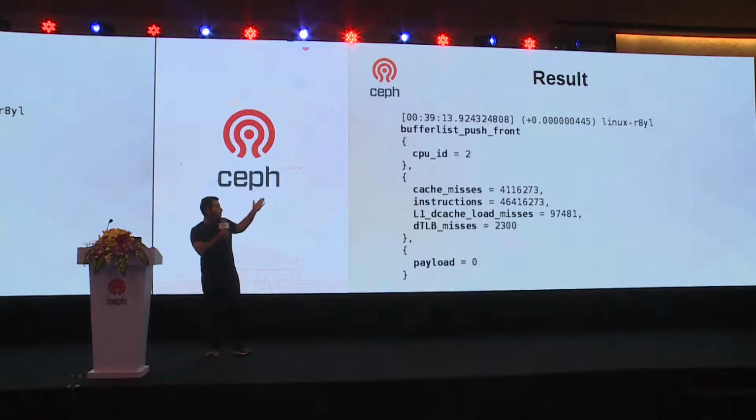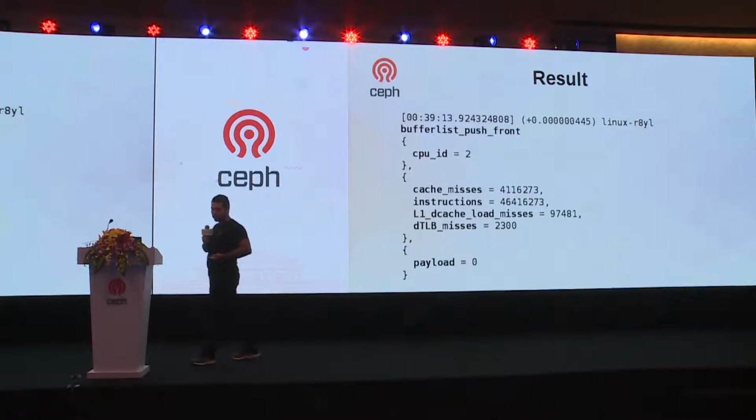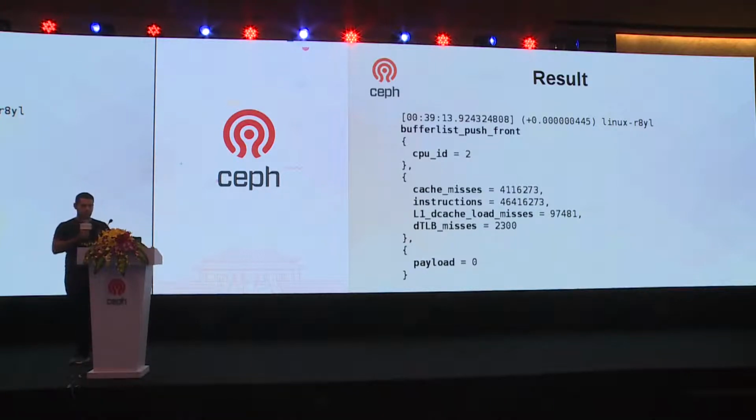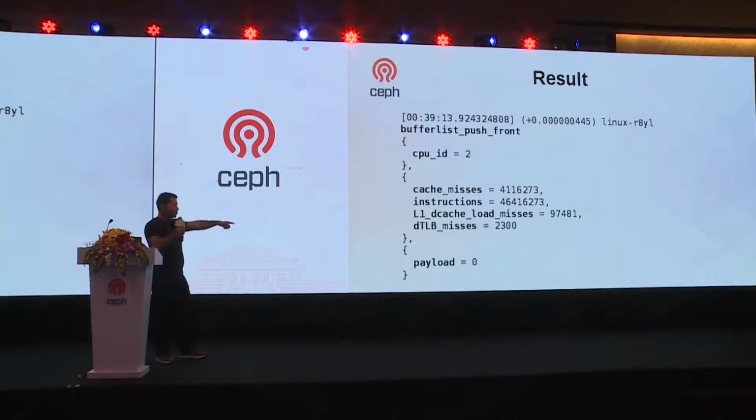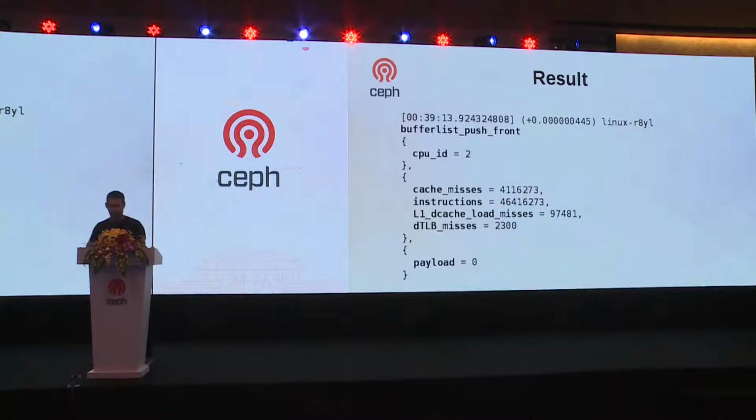You have an event. Each event has a timestamp. You have the CPU ID in which that event was recorded. And then you have your context: the number of cache misses, instructions, L1 data cache load misses, and TLB misses. And you have your payload, which I have defined. 0 is I'm going into the push front, and 1 is I'm going out of it. So you can guess, if we do a difference between these values for 2 consecutive trace points, we know what happened between those 2 consecutive trace points on the same CPU.